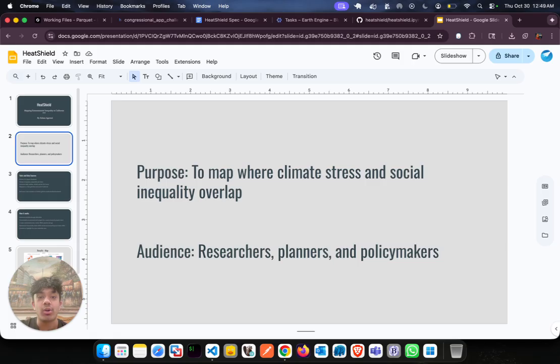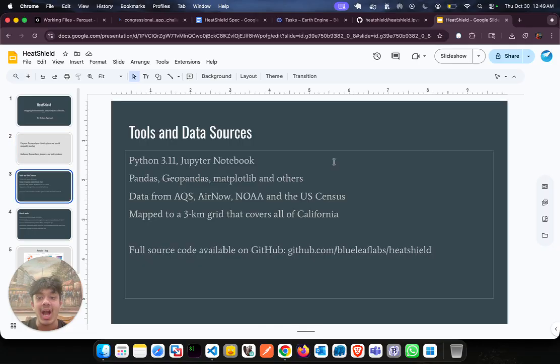HeatShield maps how climate stress and social inequality correlate across California. It's built for researchers, planners, and policymakers who need to identify which communities are most at risk from heat, air pollution, and wildfire smoke. Now, I built HeatShield using Python, using Pandas, GeoPandas, and Matplotlib inside a Jupyter notebook.